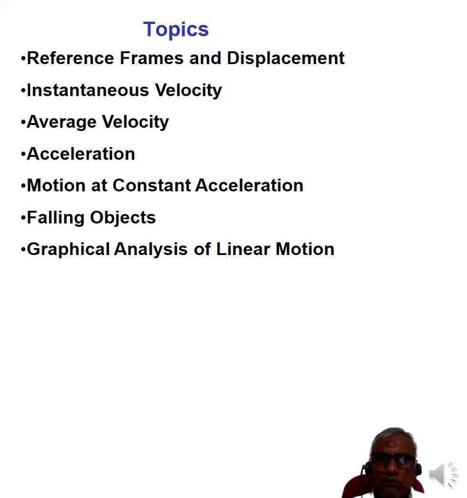Then we need to define what velocity is, that is, how fast we are moving and in what direction we are moving. We need to define this quantity, which is instantaneous, that is, it may be changing with time. So we need to define instantaneous velocity, average velocity, and then the velocity itself. When it changes, we call it acceleration.